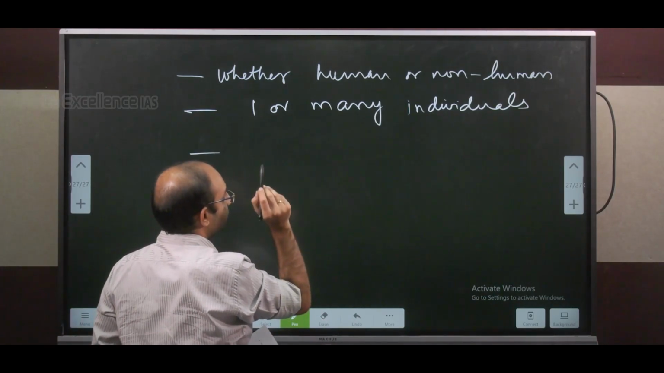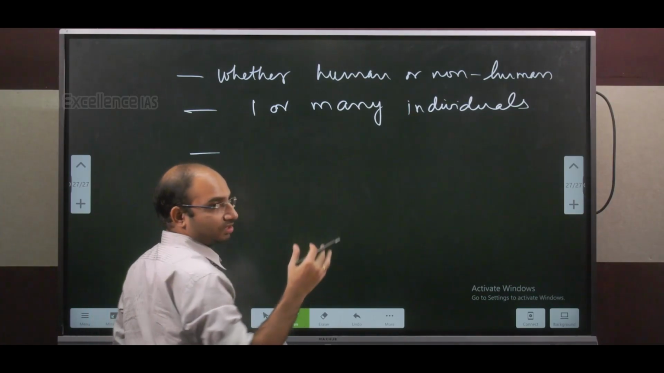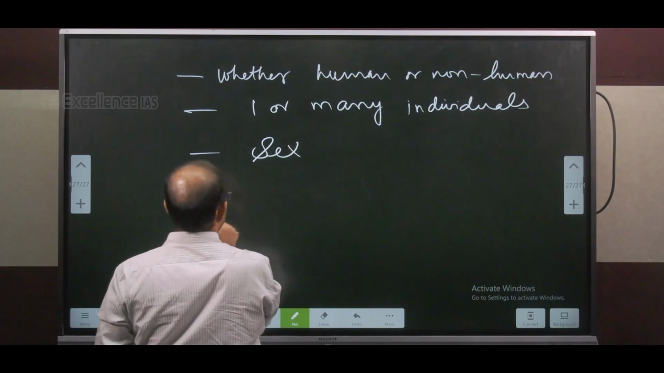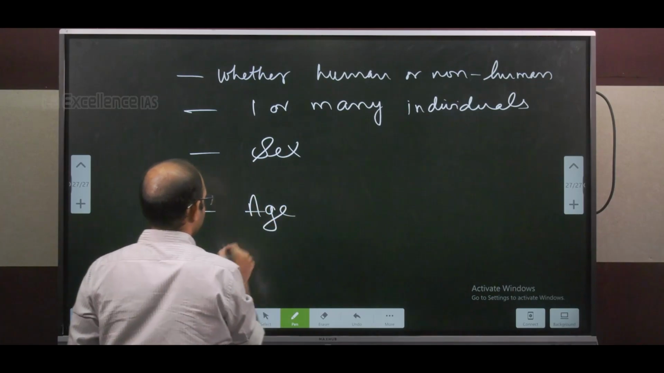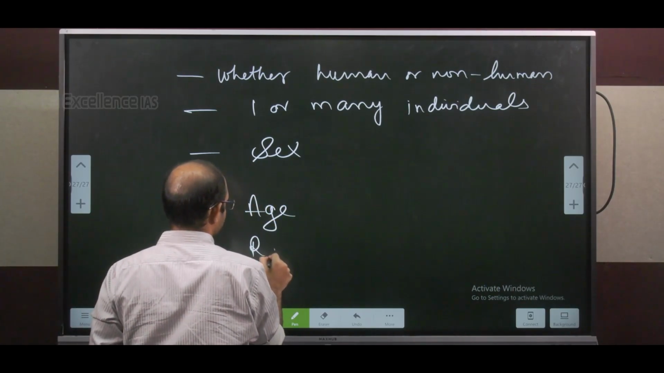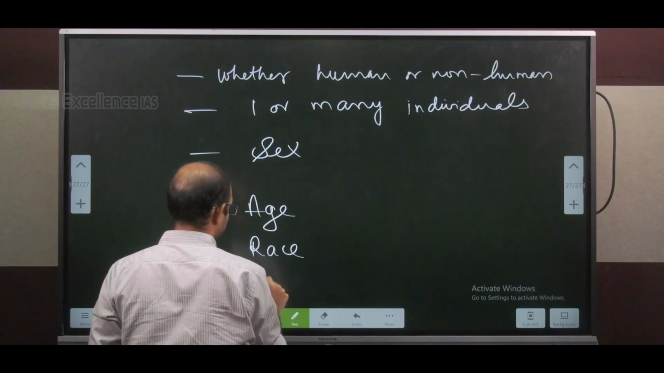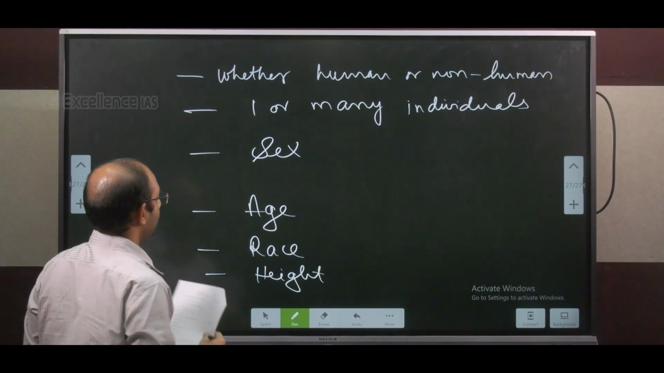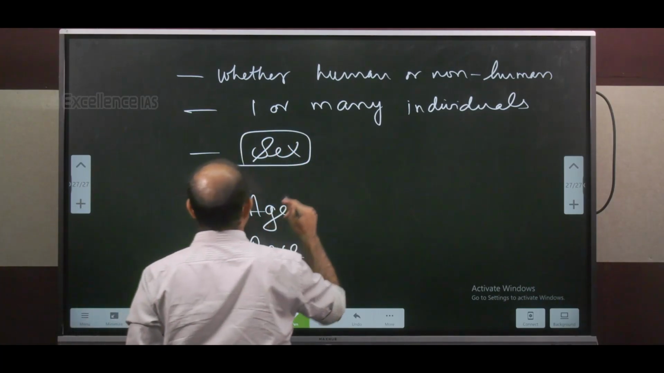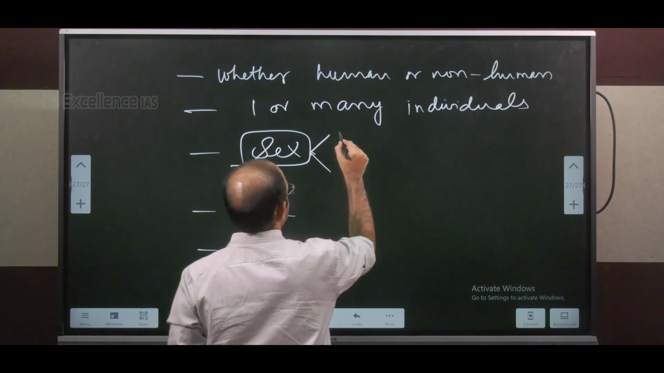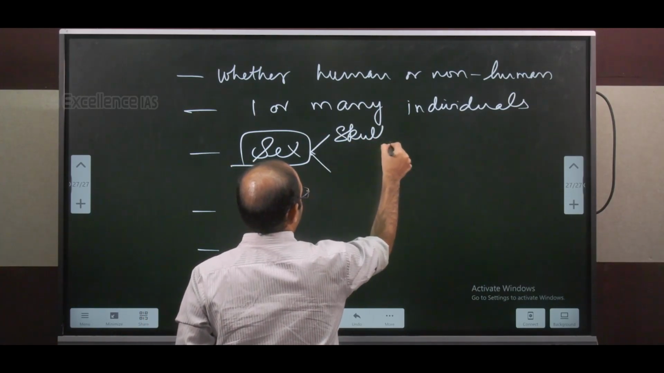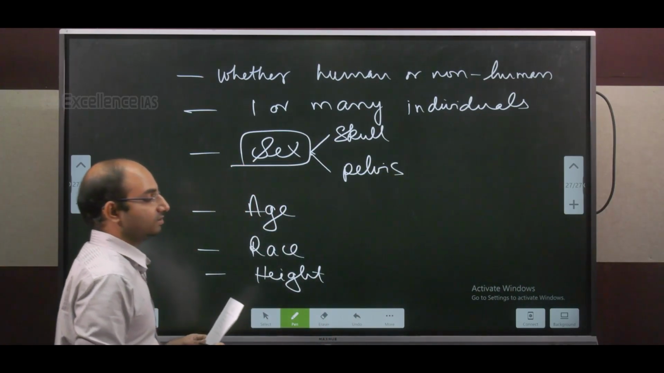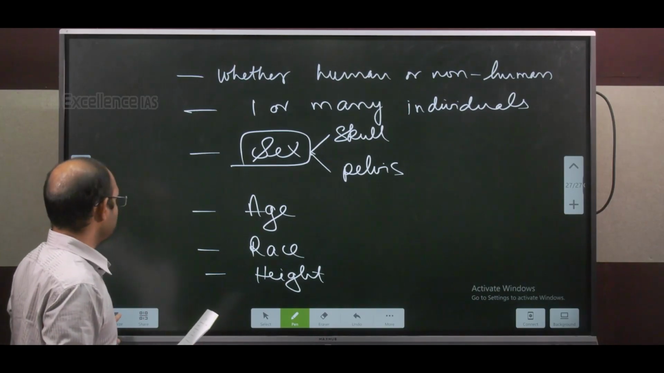Second, once you verify one or many, then you have to go about a particular process. First you have to identify sex, then age, then if possible race, then height, etc. So this is the logical step. How do you identify sex? To identify sex, we generally use two bones. One is skull or cranium, another is pelvis. These two bones can be used to identify whether these remains, the bone fragments, belong to male or female.